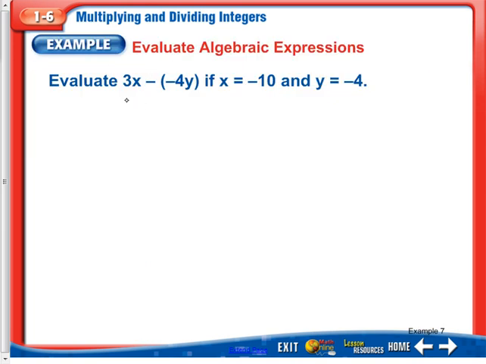Okay, so what will we do for homework? Well, first thing you need to do is copy the problem. So 3x minus negative 4y. Okay, and now we need to substitute. So it's really important here, since we're substituting with negatives, to put in parentheses.